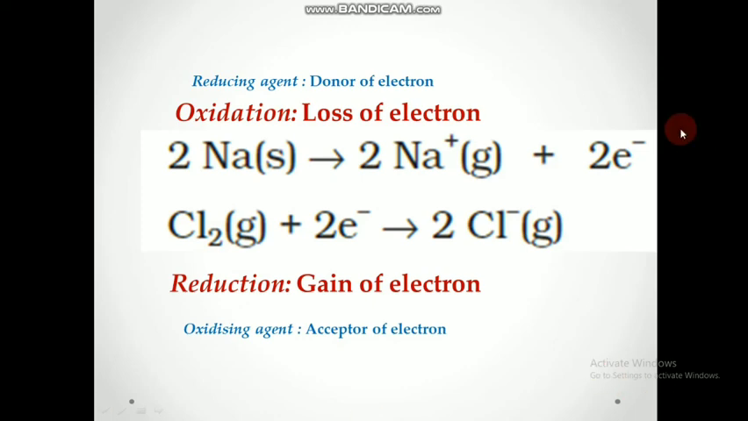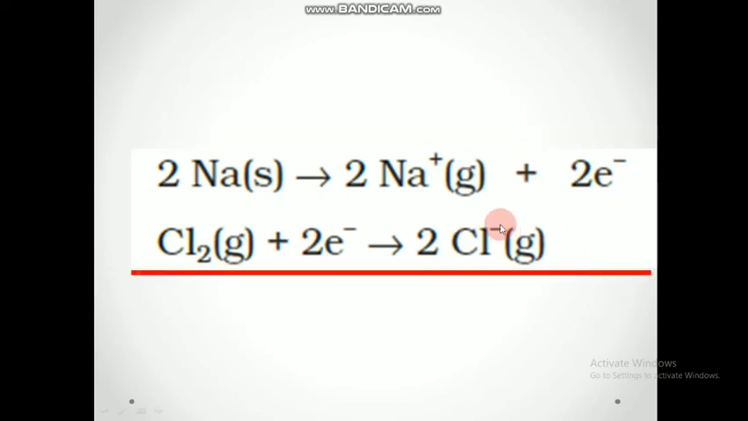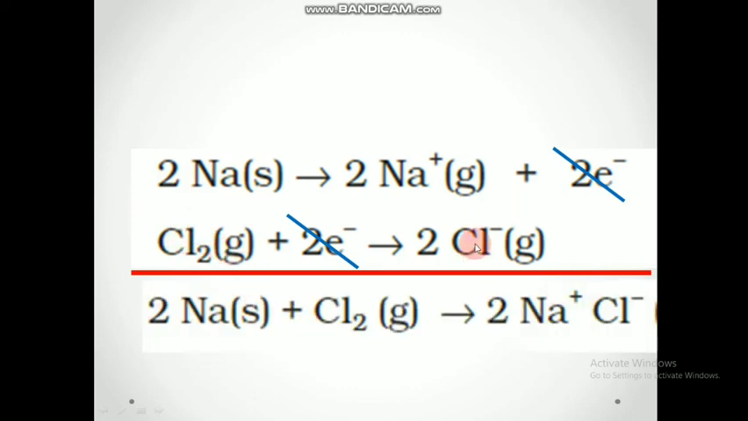We can actually find out the overall reaction from these half reactions. What we need to do is just add these two. So we can cancel out these electrons and these electrons when we add, because the electrons are in the product part here and in the reactant part there. So if they are on both sides, we can cancel them off. And finally, in the reactant part we have 2 Na and Cl2, and in the product part we have 2 Na plus and 2 Cl minus. So when we sum it, we get 2 Na plus Cl2 gives 2 NaCl. So that's how we got the overall reaction.